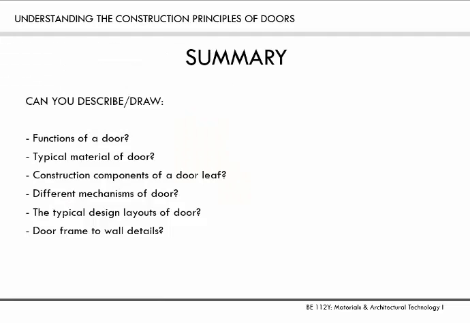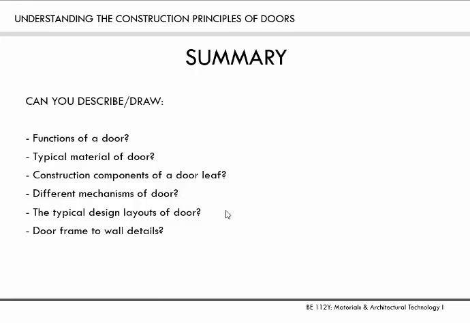And now we come to the end. As a summary, I hope you have understood and are able to describe the functions of the door. This is a rough checklist of what you have learned. The materials: I mentioned it can be timber, it can be steel. I'm talking about the core material of the door. The construction components of a door leaf. Look back to the lecture if you can't remember. Different mechanisms: the bifold, the sliding, what have you learned?